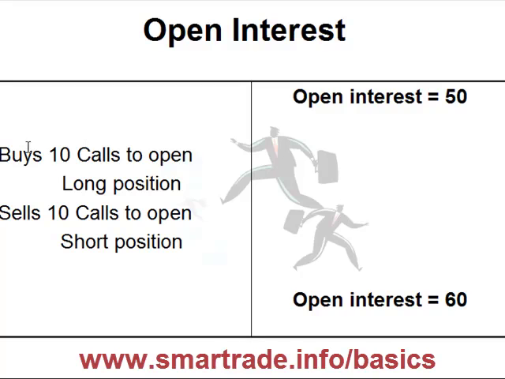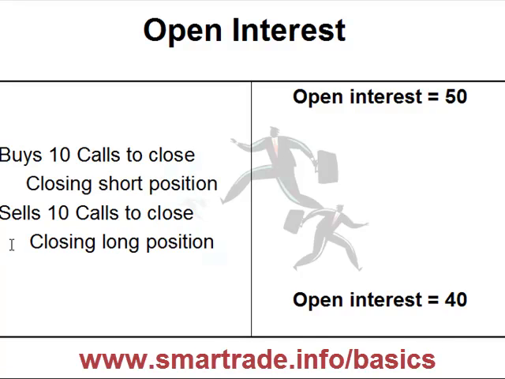Then someone buys 10 calls to open, creating a long position. Remember, they have the right to buy the underlying stock. And someone sells 10 calls to open, creating a short position, which means they have the potential obligation to sell. The open interest would then increase by 10.